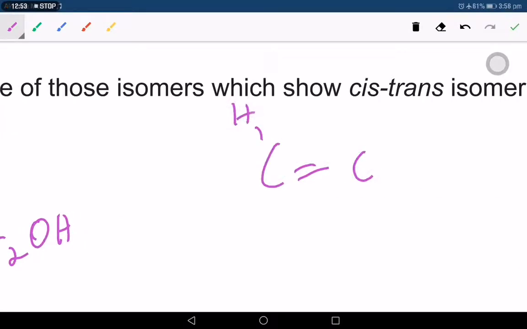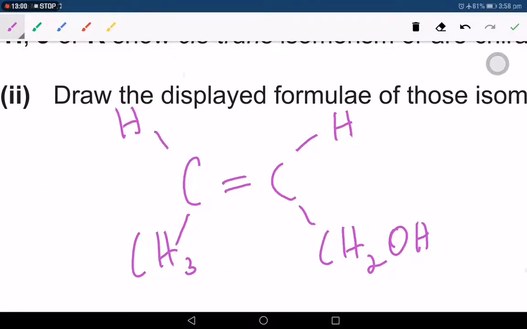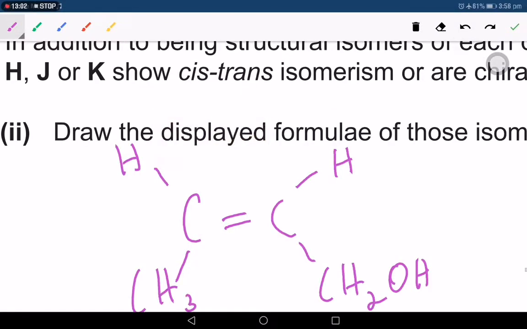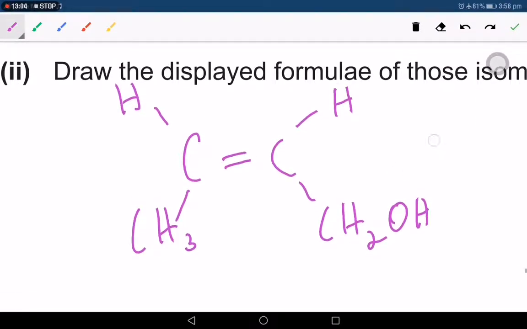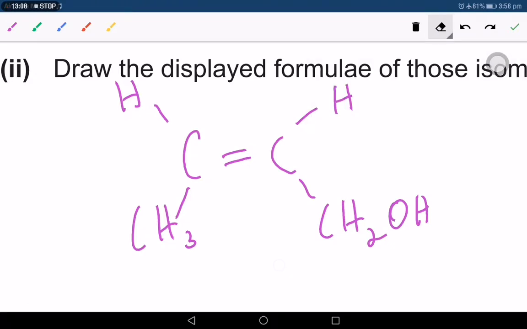One would be an H, one would be a CH3, and then this will be, oh wait, this asks for display formula. Display formula means that you need to draw out each and every bond. So it means that what we've drawn here is a bit wrong. So now I'll demonstrate what actually had to be drawn.